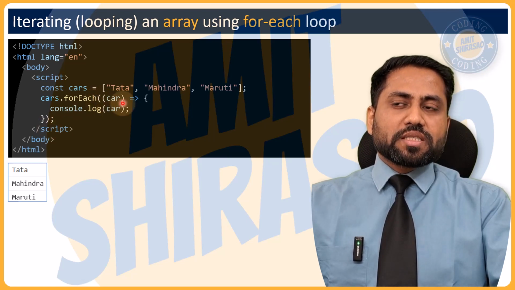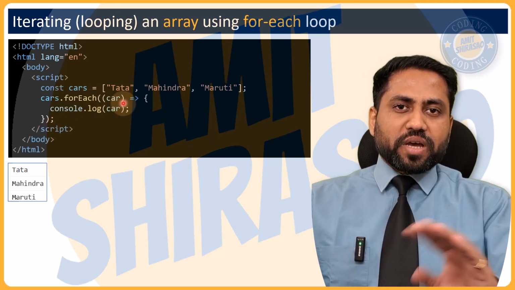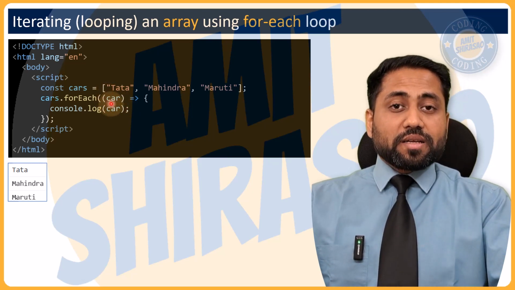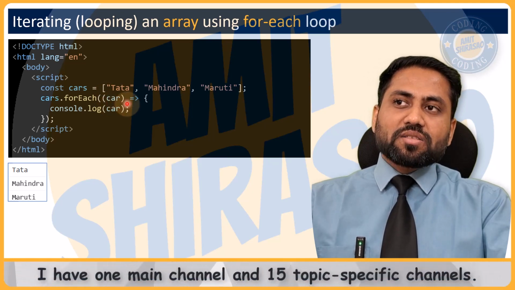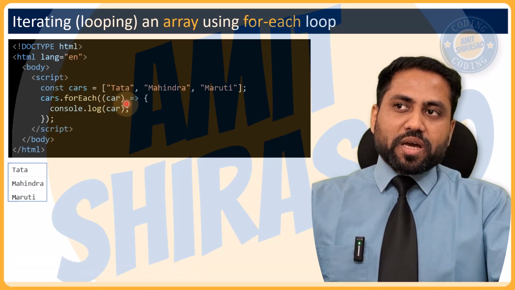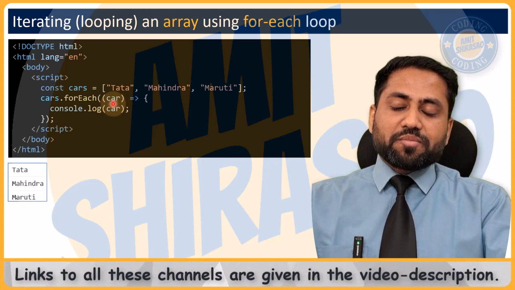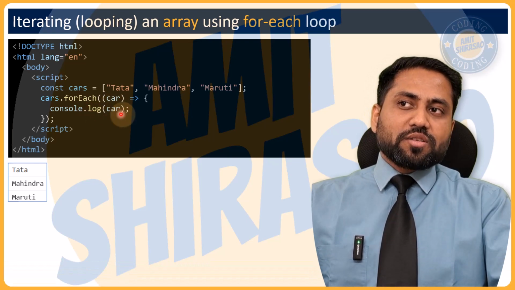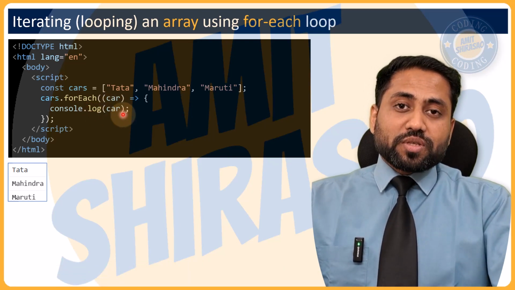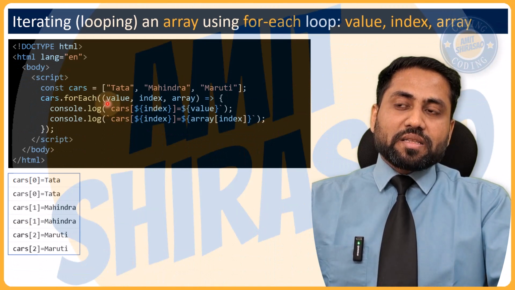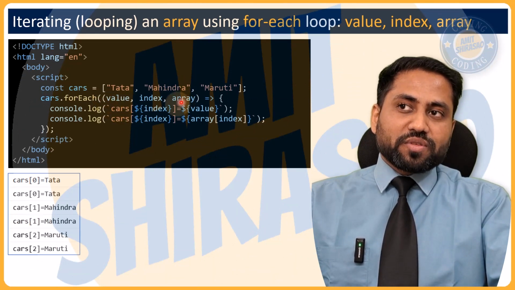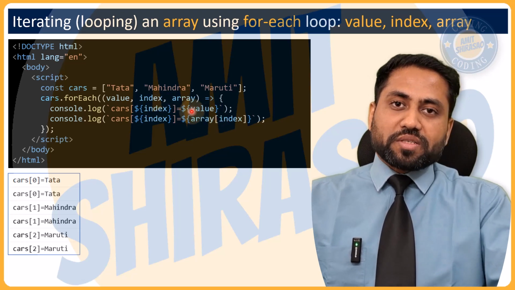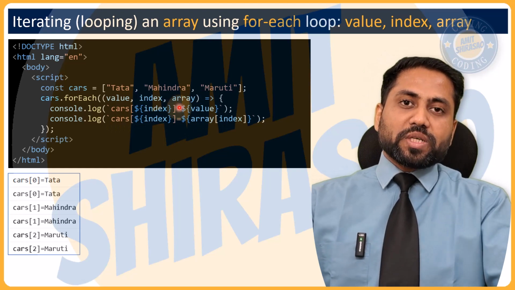The callback function takes three parameters: value, index, and array. Here I'm using only value. I have named the first argument as car. I can also name this argument as value because it is the value. I can use the value as it is, but if I want to use an index, then I can use it too. I can use value, index, and array, all three of them. Okay, so this is how you can do it.